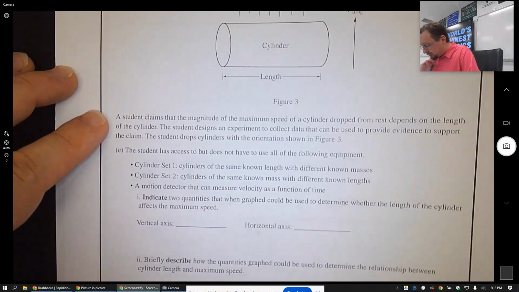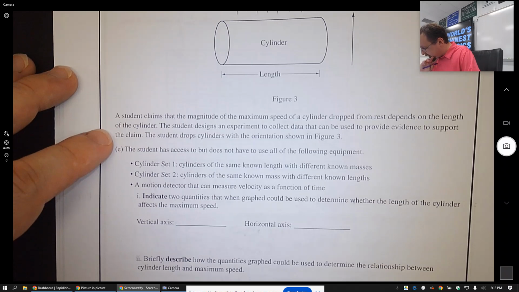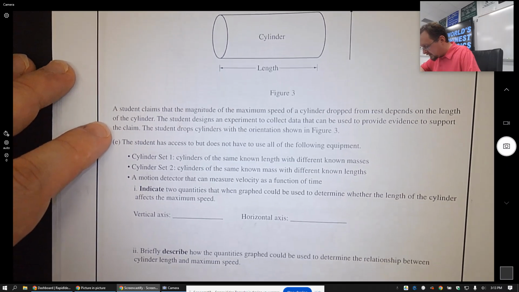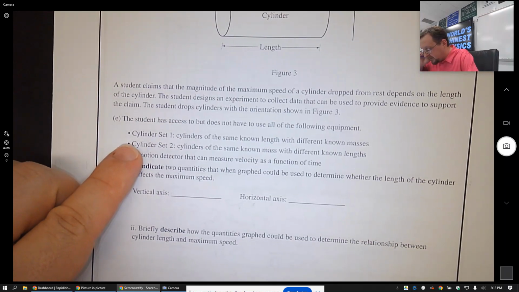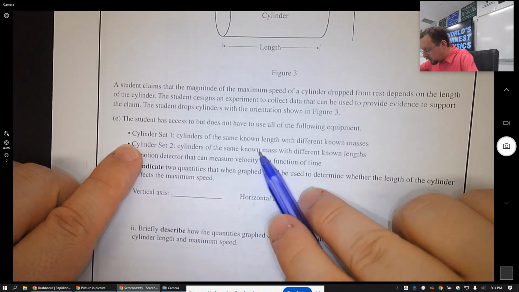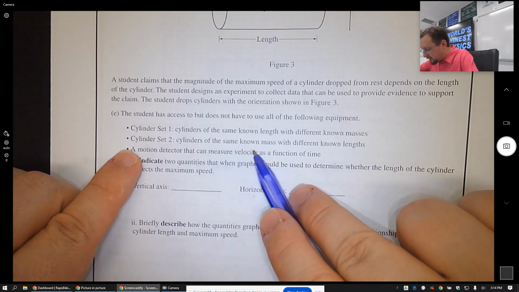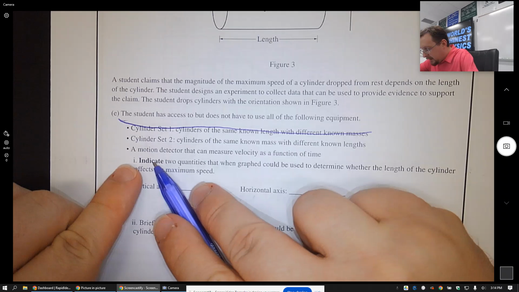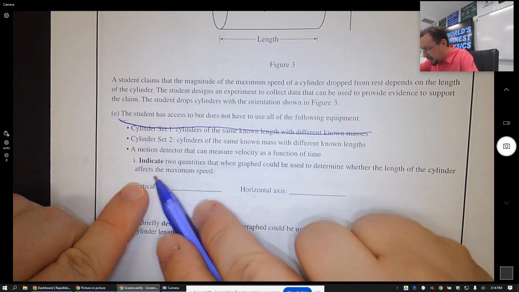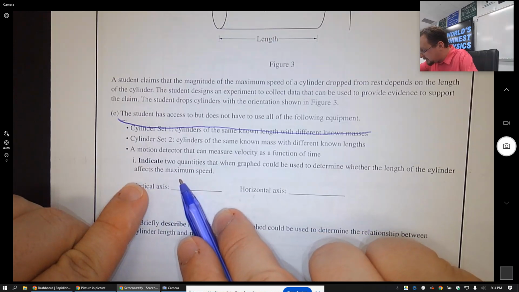A student claims the maximum speed of the cylinder dropped from rest depends on the length of the cylinder. The student designs an experiment to collect data that can be used to provide evidence to support the claim. The student drops cylinders for orientation. The student has access to, but does not have to use, all of the following equipment. Cylinder set 1, same known length and different known masses. Cylinder set 2, the same known mass but different known lengths. A motion detector that can measure velocity as a function of time. Indicate two quantities that, when graphed, could be used to determine whether the length of the cylinder affects the maximum speed.